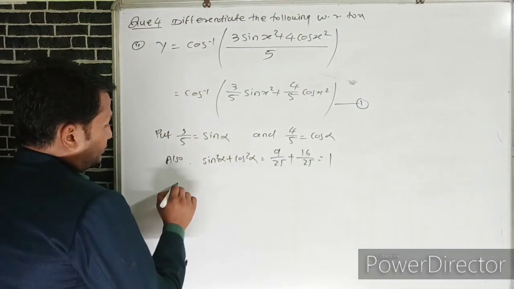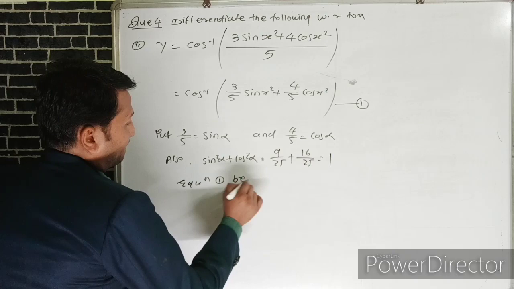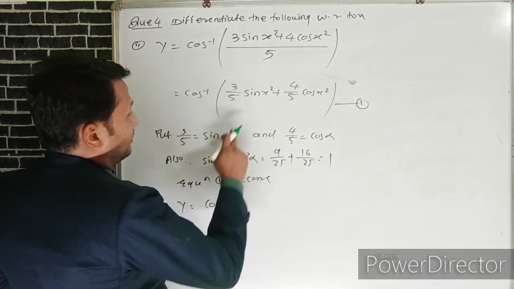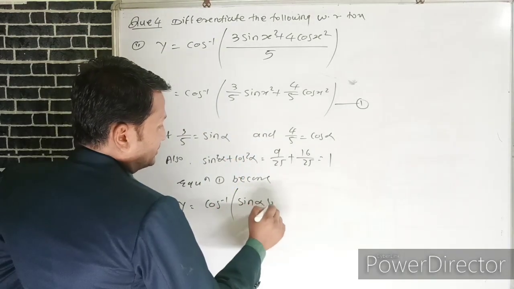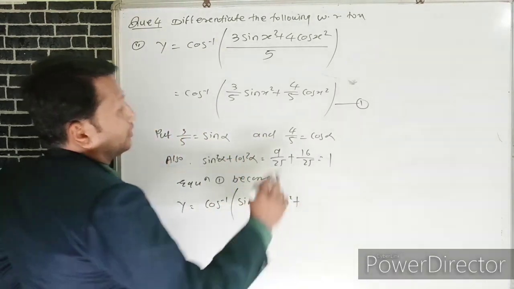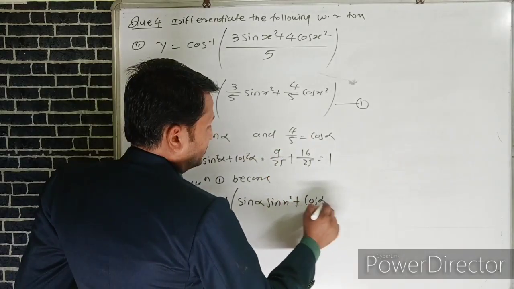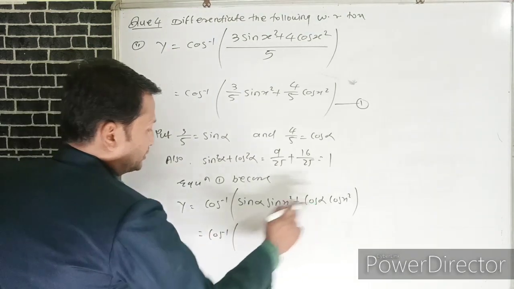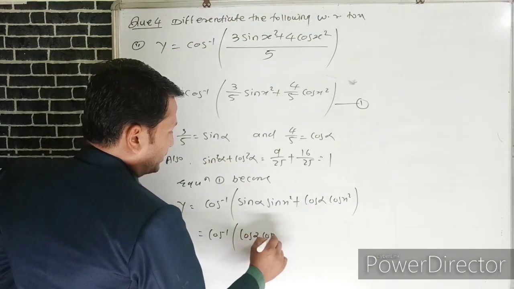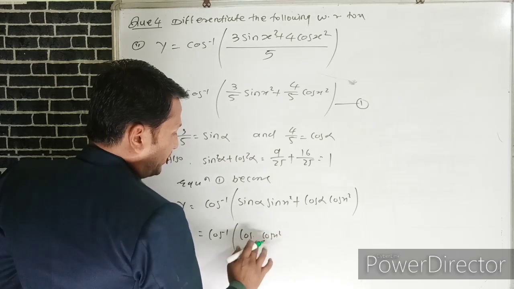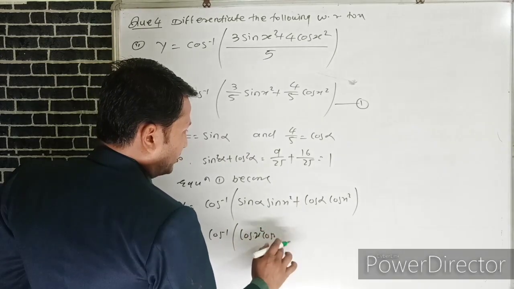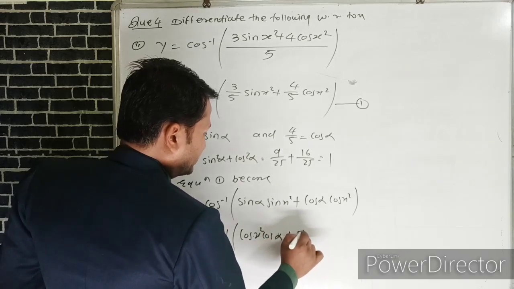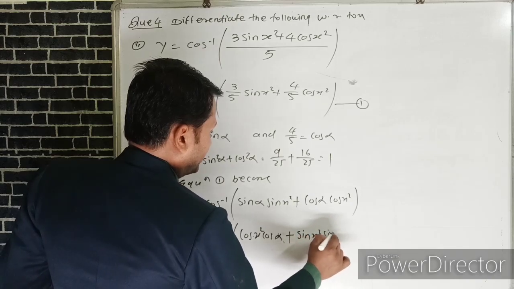Then equation 1 becomes y is equal to cos inverse of, here 3 by 5 is sin alpha sin x square plus 4 by 5 means cos alpha cos of x square. We can write it again, first term cos alpha cos of x square, plus sin of x square into sin alpha.